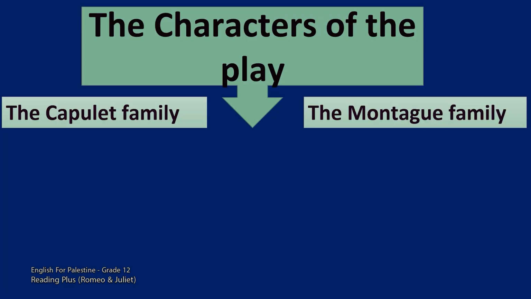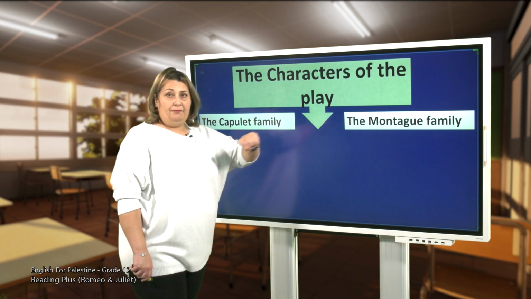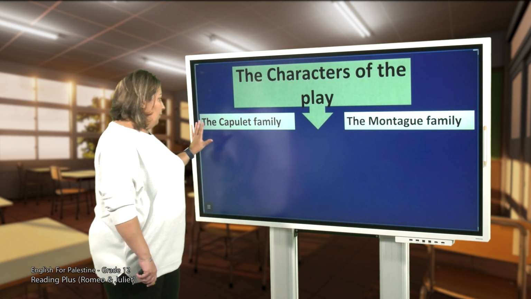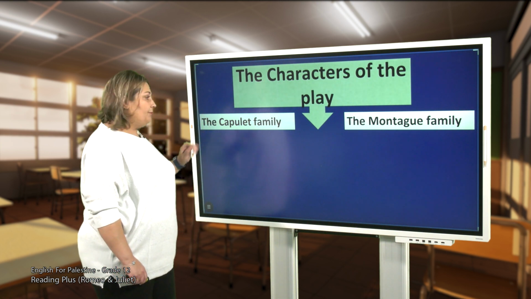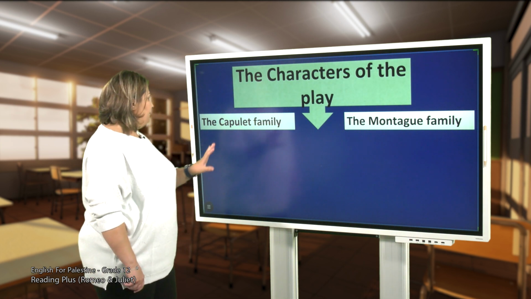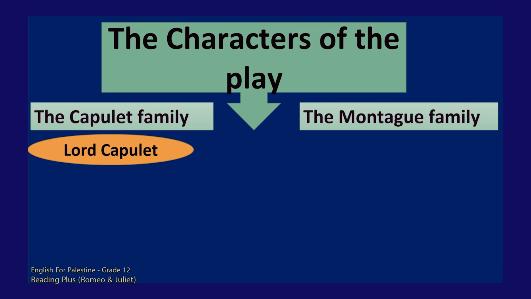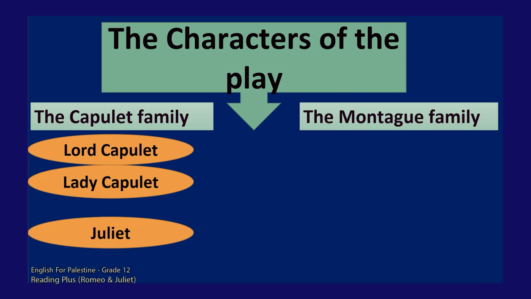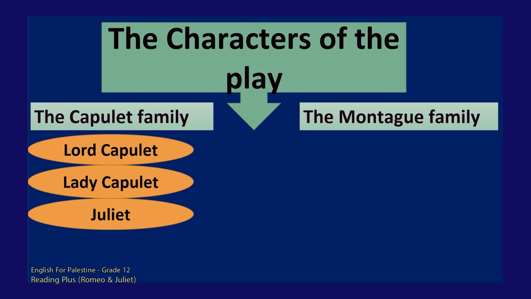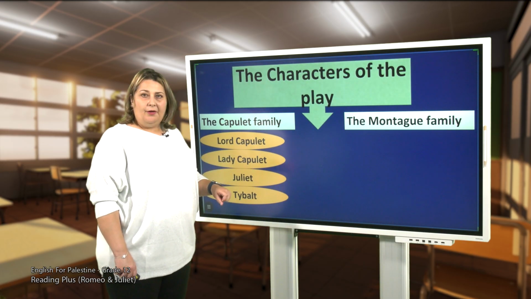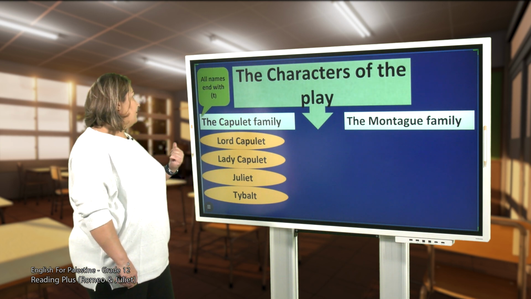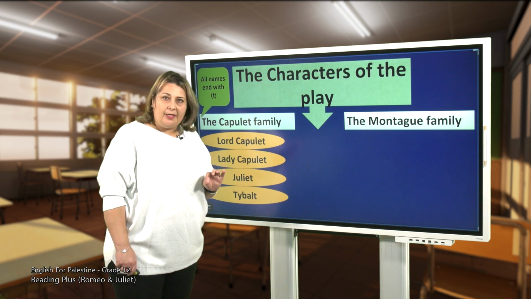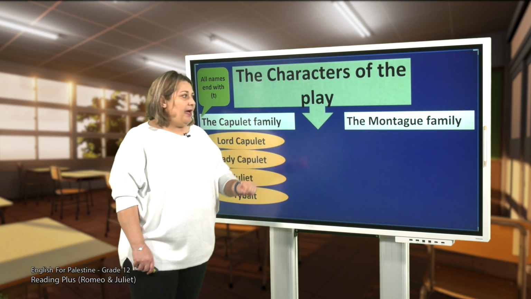The first group is the Capulet family. The second group is the Montague family. You have to be very careful when you look at these 2 families. The Capulet family includes Lord Capulet, the old man; Lady Capulet, his wife; Juliet, their daughter; and Tybalt, her cousin. Now, all these names end with T. It's very easy for you to memorize.